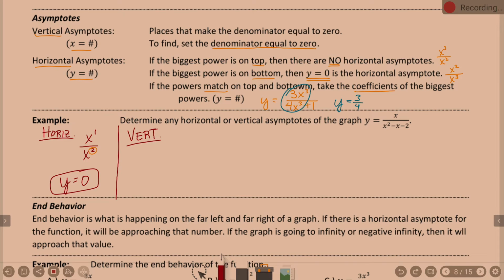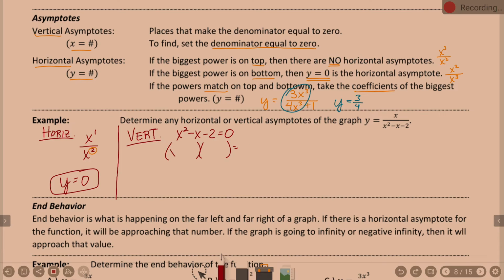Let's talk vertical. With vertical in mind, I heard set the denominator equal to 0, right? I think it was Autumn that said that. So we're going to take x squared minus x minus 2, set it equal to 0. What do we have to do? Factor. Yeah, we're going to hope it factors, aren't we? So we're going to factor this. And more likely than not, it will.